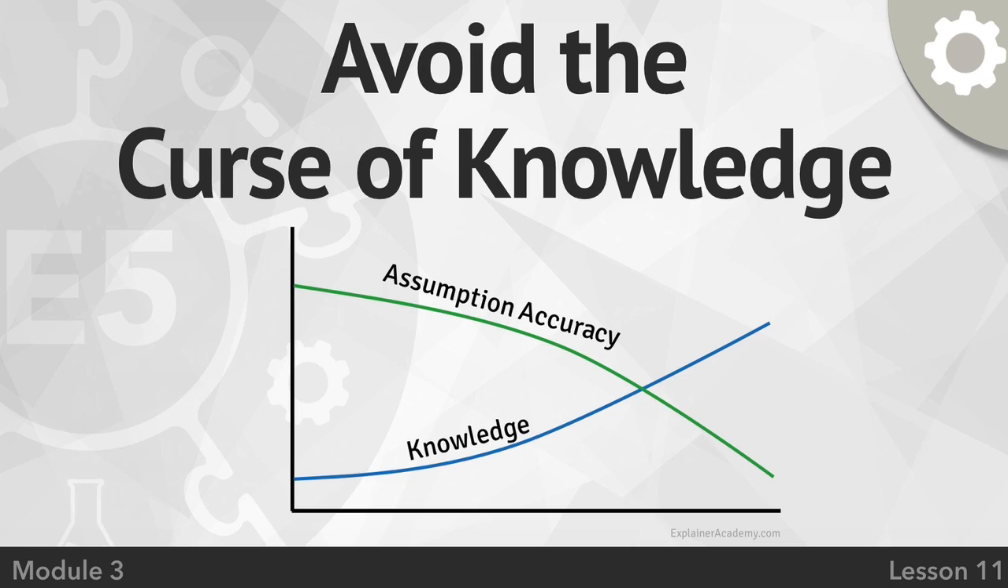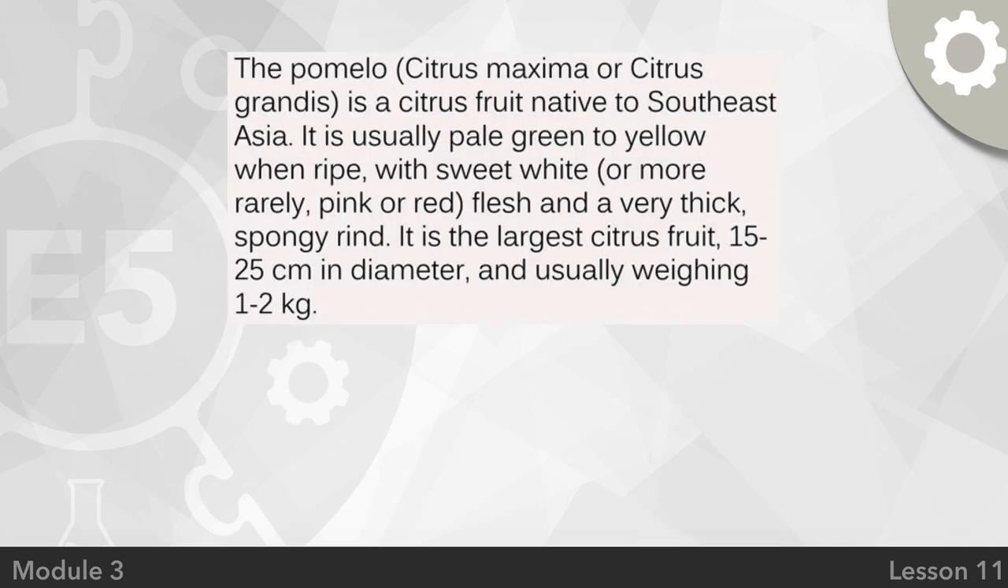A great example of this, and I can't remember where I first got this from, is a great example of making something simple extremely complex. This is the pomelo. I hope I'm pronouncing that right. Citrus maxima or Citrus grandis is a citrus fruit native to Southeast Asia. It's usually pale green to yellow when ripe, with sweet, white, or more rarely pink or red flesh, and a very thick, spongy rind. It is the largest citrus fruit, 15 to 25 centimeters in diameter, and usually weighing 1 to 2 kilograms.